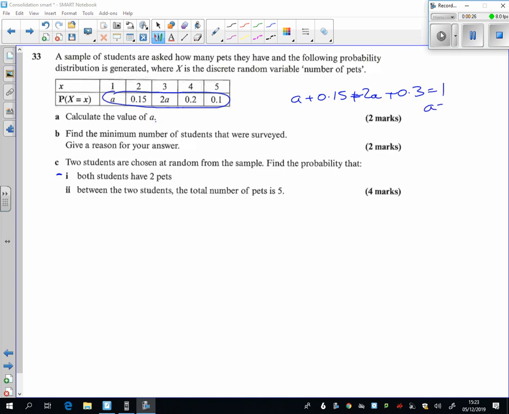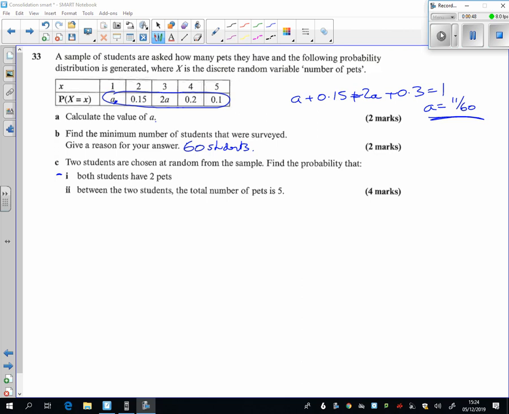And you can do that, can't you? It just works out to be 11 over 60, taking all that away. So what's the minimum number of students that could be surveyed? Well, look, we can't have half a student. So if this value here is 11 over 60, there must be 60 students.